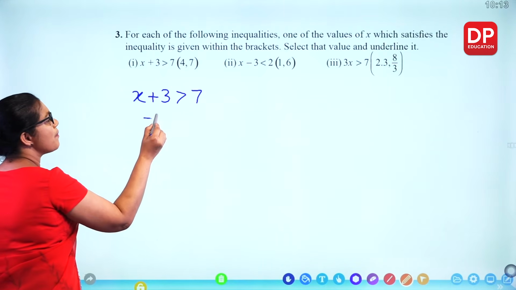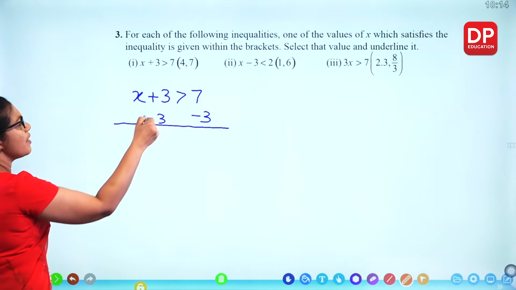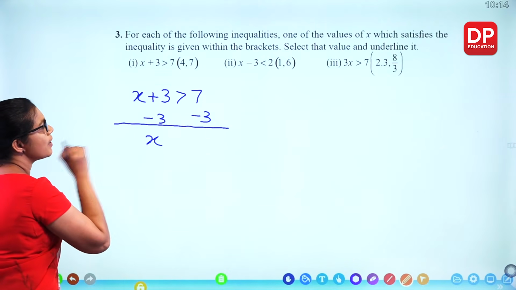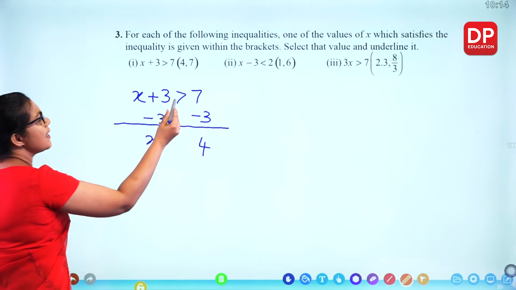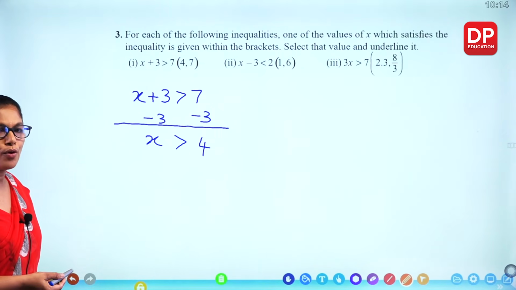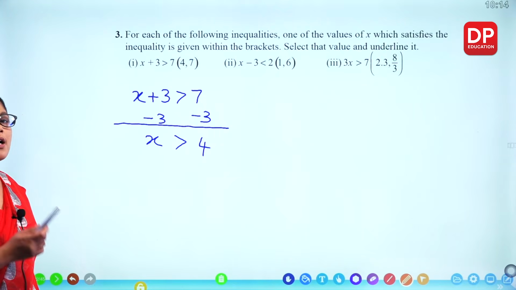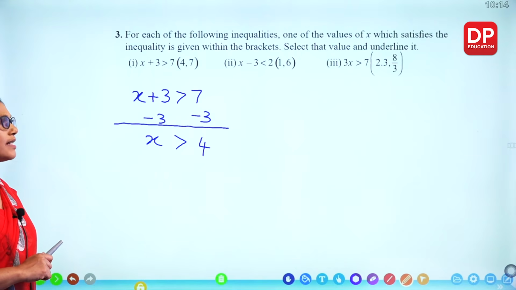So this is the inequality given. So we need to subtract 3 from both sides to get rid of this 3. 3 and minus 3 get cancelled out, you get x. 7 minus 3, you get 4. Here nothing will happen to the sign. So x greater than 4. So any number greater than 4 satisfies this inequality.